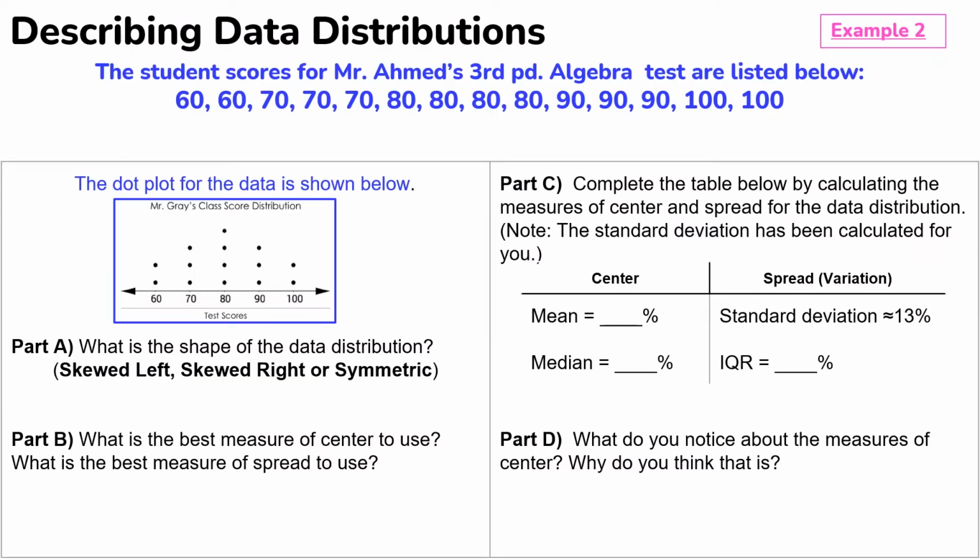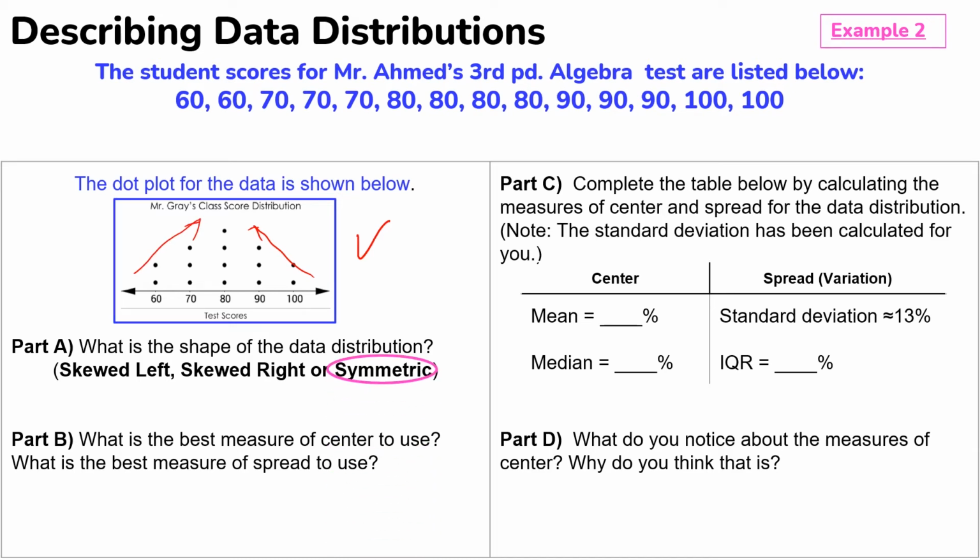For our second example here, we have a list of scores. It says the student scores for Mr. Ahmed's third period algebra test are listed below. And we have a set of scores here, and we also have a corresponding dot plot to match the score. So let's answer these questions. It says, what is the shape of the data distribution? You can see here that most of our dots are in the middle, not skewed left or right, and so that would be symmetric.